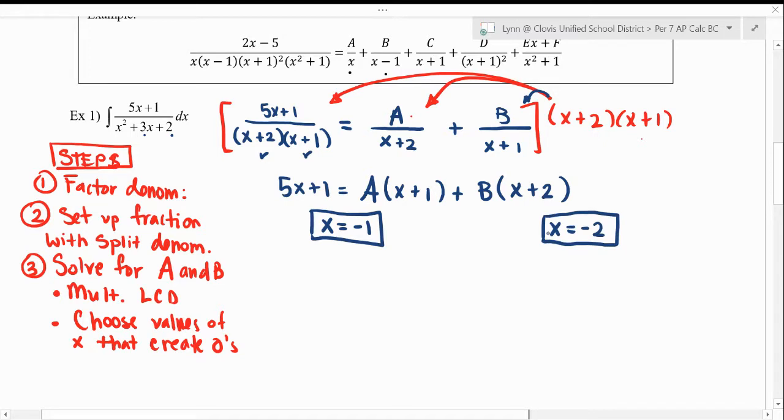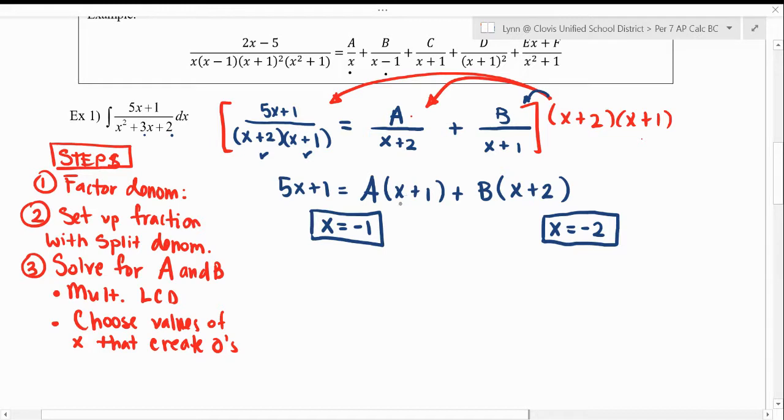I do not have to choose those two numbers. I could choose any numbers in the world that I wanted. I could have picked 0 and 12. But I want to make it easy for me to solve, so I'm going to pick whatever is going to make something turn into a 0, because, woo, that's pretty dreamy.